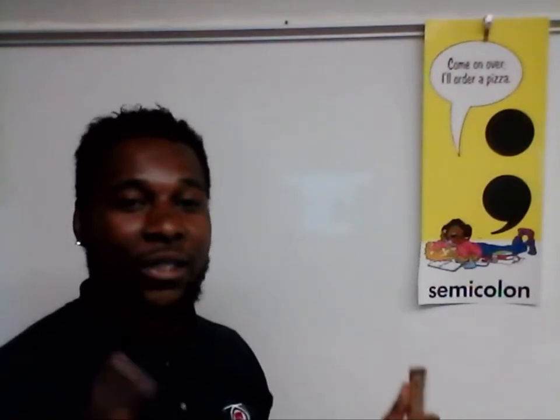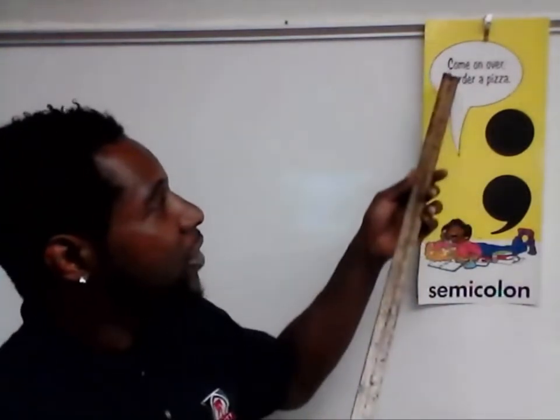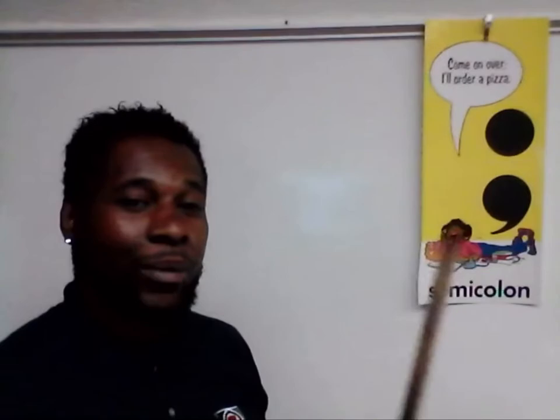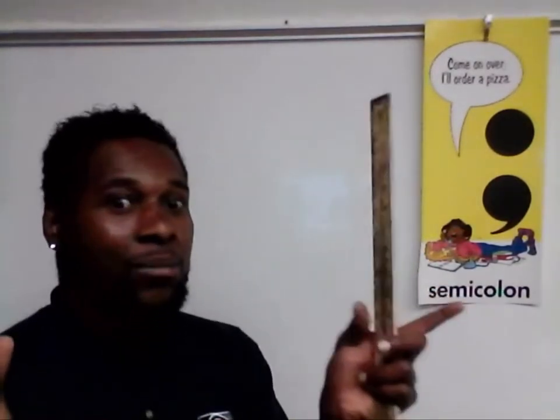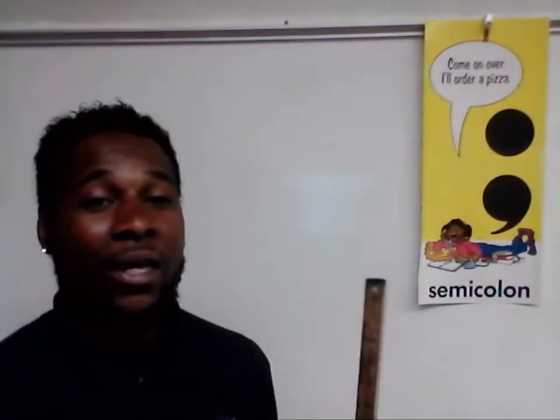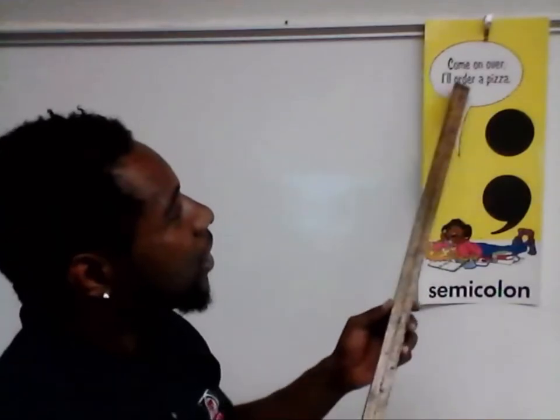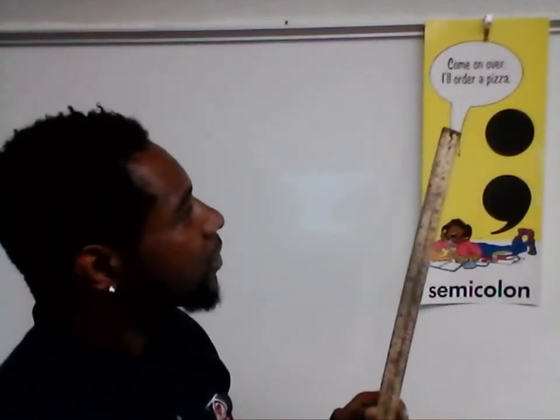So it does two things. You can put a semicolon when you have a complete statement, and you can use a semicolon when you want to put two incomplete statements together as one. We call that a compound sentence. So it says, come on over, semicolon.